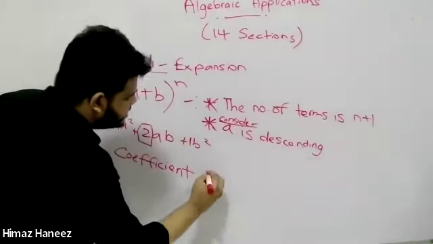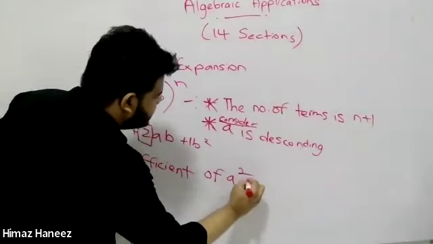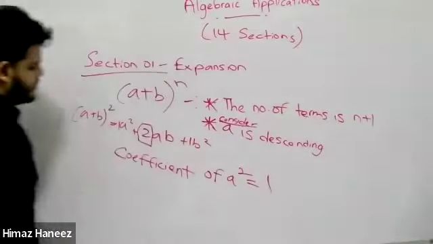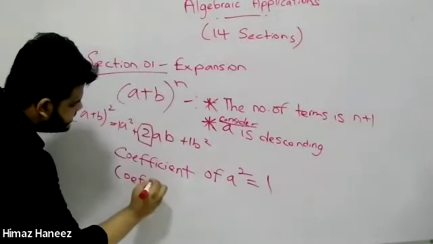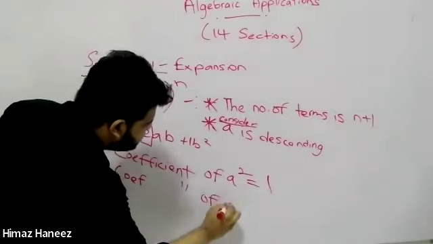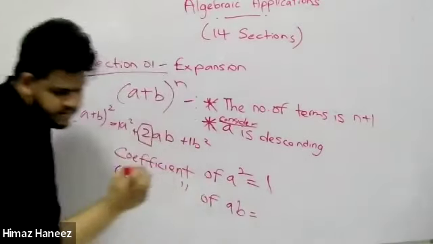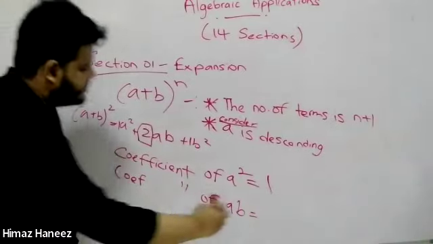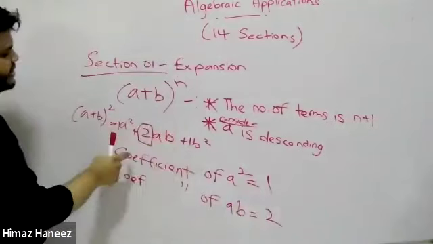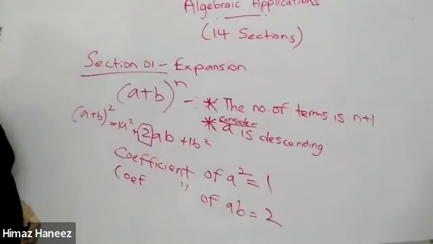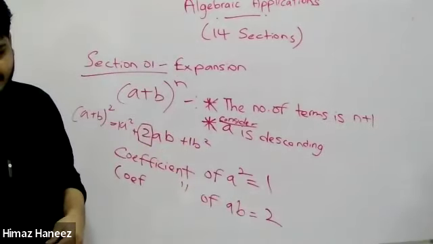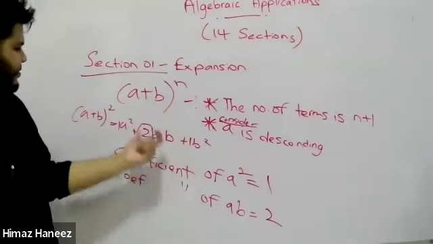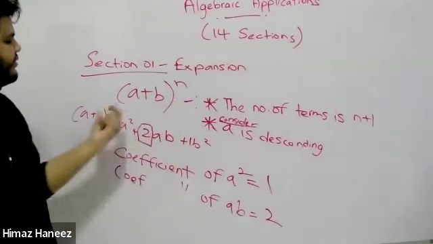If I ask you the coefficient of a squared, what is the number in front of a squared? 1. Now I want you to answer, what is the coefficient of the ab term? 2. So, the constant number before the term. Now what is the coefficient of b squared? 1. So whenever they use the word coefficient, that means the constant number before the term.